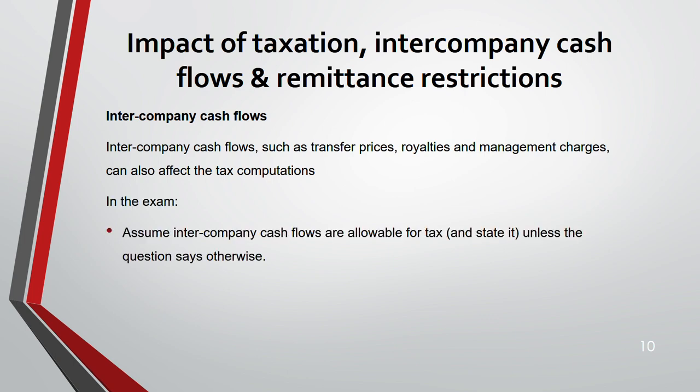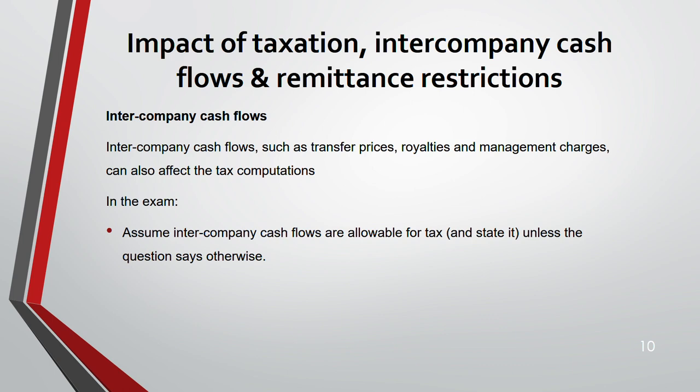In the exam, you always have to assume intercompany cash flows are allowable for tax, unless they state otherwise, that they are not. The question will tell you. But if the question is silent on it, you have to assume it is allowable for tax.